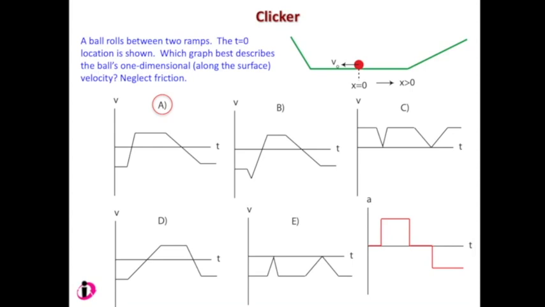So how do we tell the difference between A and D? Well, we have to look at the angles of the ramps.